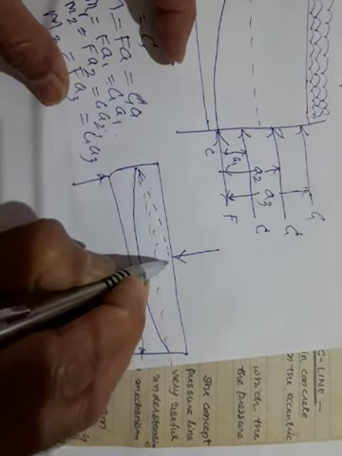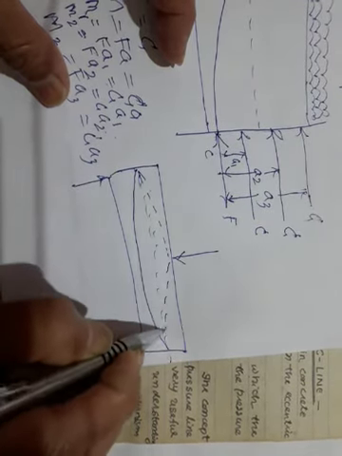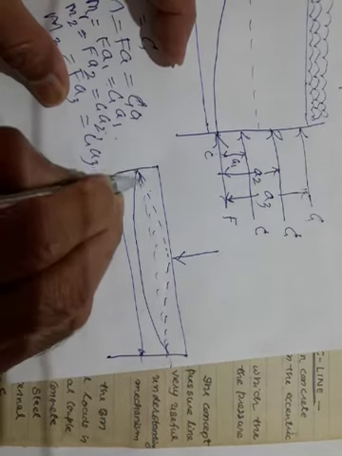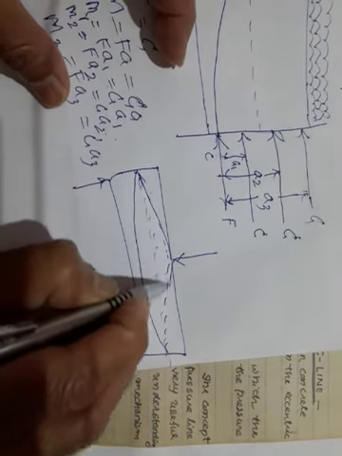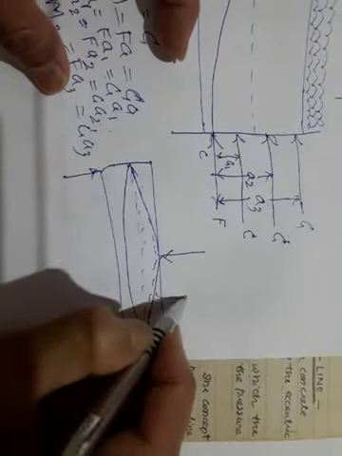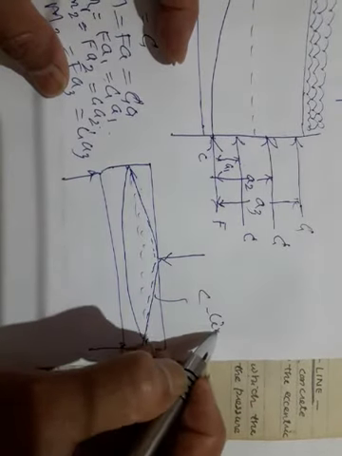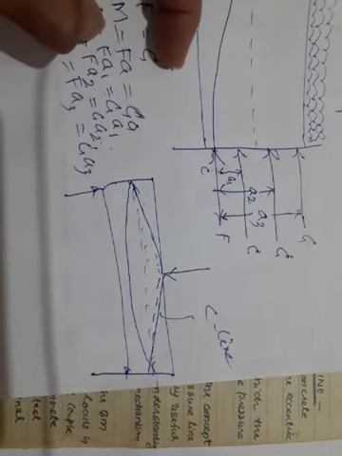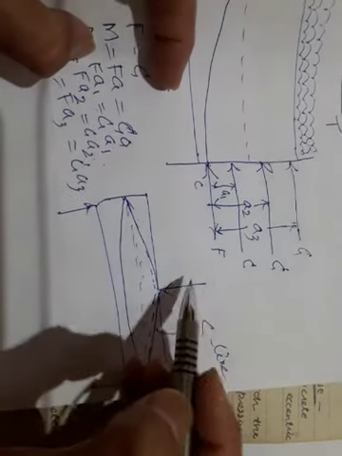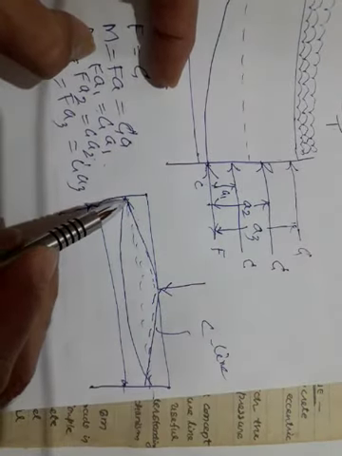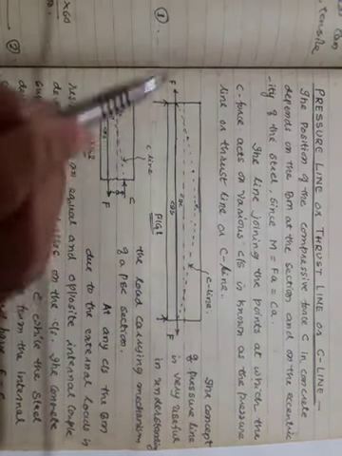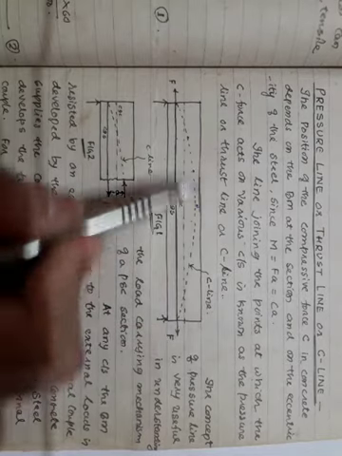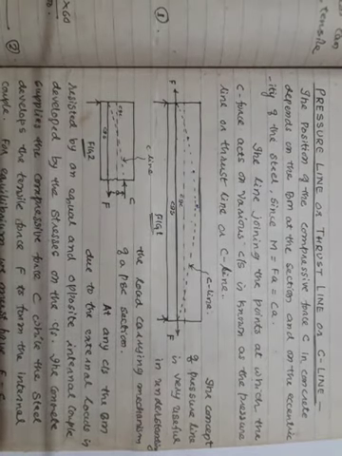From here to here, it will go like this. Again, it will come back here. Now it looks like a triangle. This is your C line, or pressure line, or thrust line. So in case of a point load, your pressure line looks like a triangle. In case of UDLs, it looks like a parabola. So this is what is called pressure line or thrust line or C line.